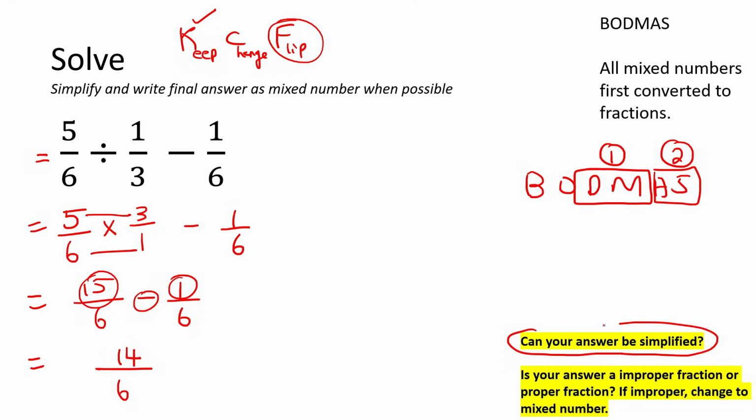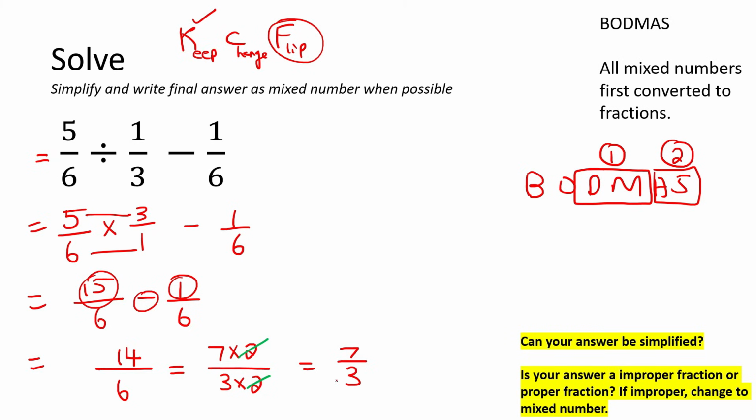Can your answer be simplified? Yes. The number 2 can go into both of these. I'll prove it to you. We could write 14 as 7 times 2, and we could write 6 as 3 times 2. Now you see how those 2's can cancel? And so we simply get left with 7 over 3.